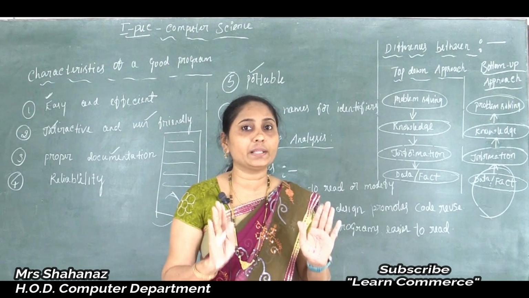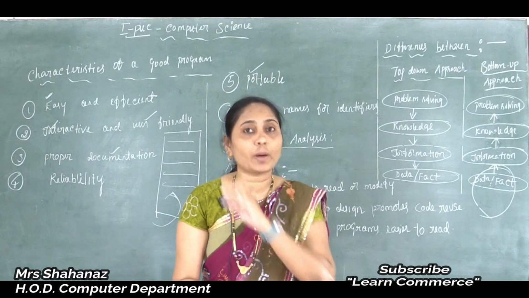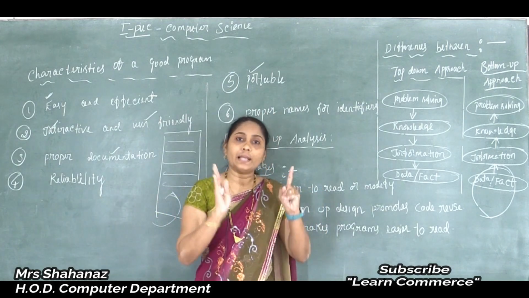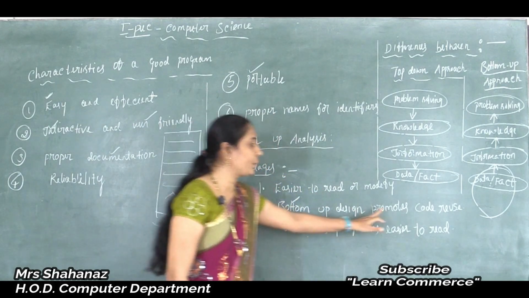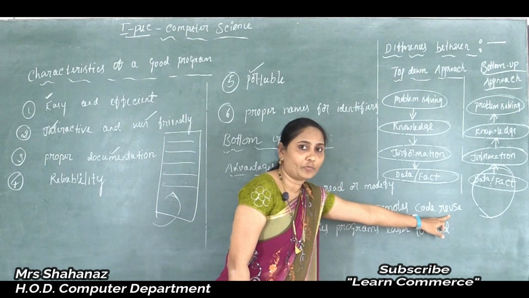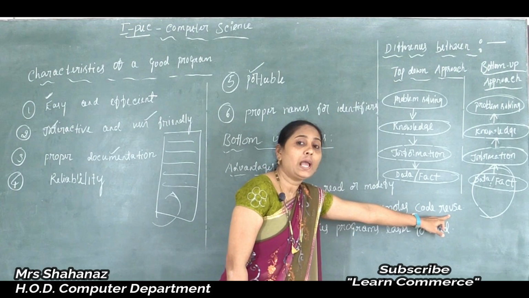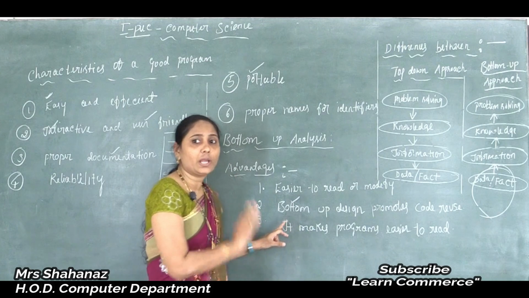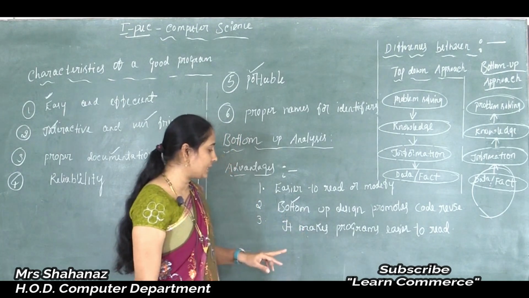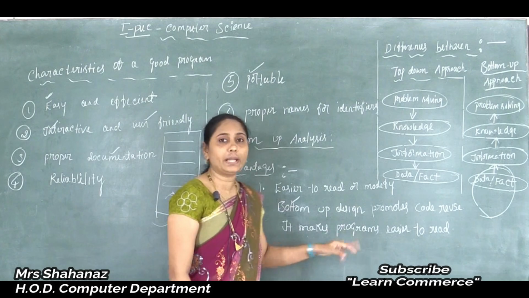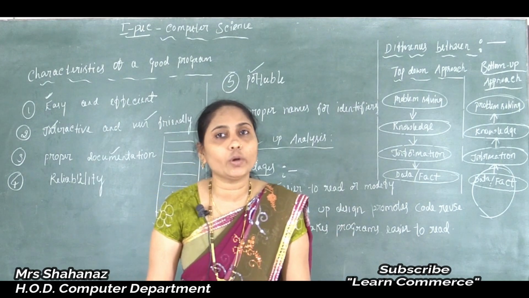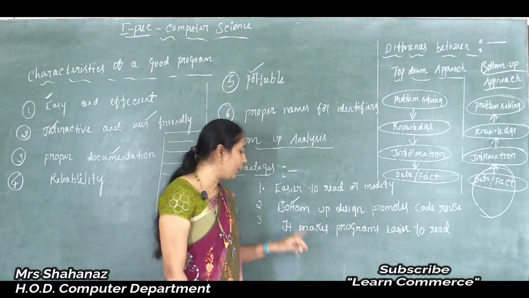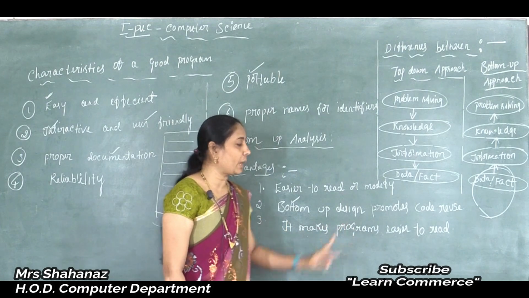Very easily we can make the code reusable from one program to another program. That is called the bottom up design promotes code reuse. That means any kind of code we can use from one program in another program. There is no problem when you are going to use any code from one program in another program. And lastly we can say that it makes the program easier to read. That means any type of data when you are going to input into the program, very easily we can input the data in the program. That is called it makes the program easier to read.